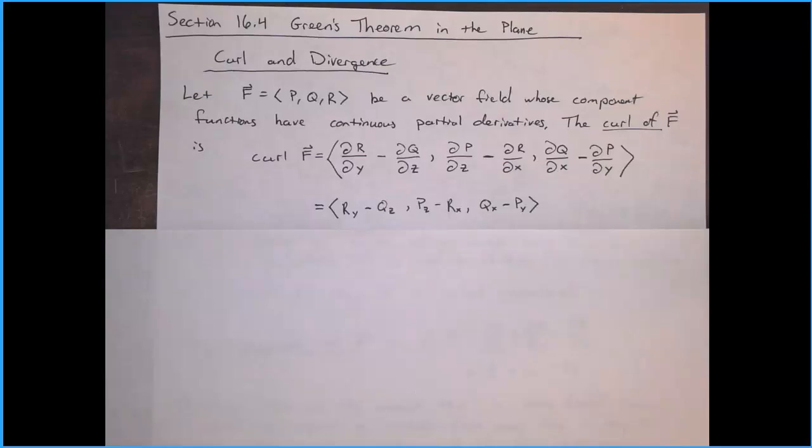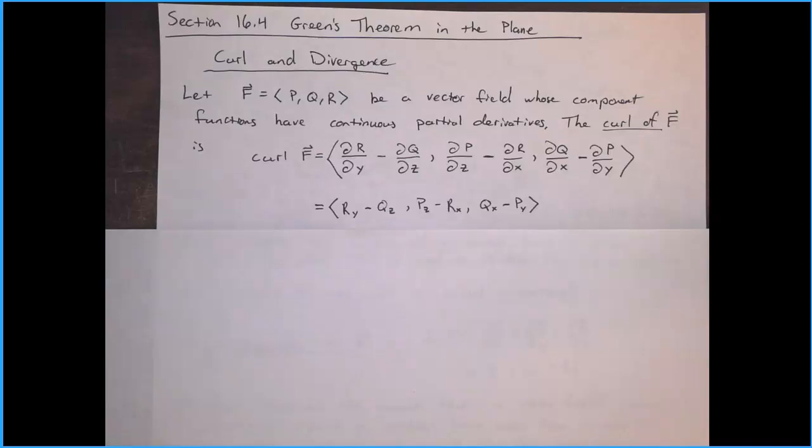That's the first component. The second component is the partial derivative of P with respect to Z minus the partial derivative of R with respect to X. And the third component is the partial derivative of Q with respect to X minus the partial derivative of P with respect to Y. Now, we're going to have a more intuitive way of computing this in a few minutes, so you don't have to actually memorize this.